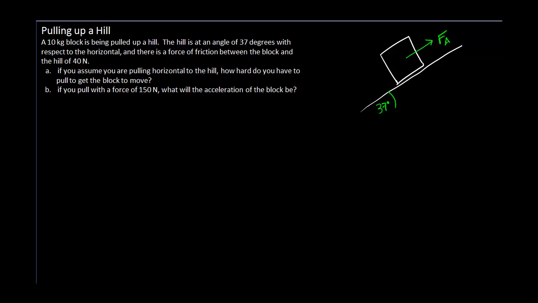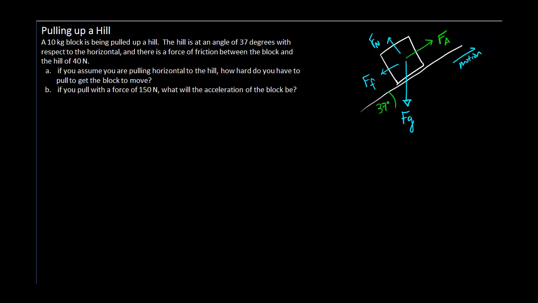So let's draw in the rest of our forces. We have a gravitational force between the block and the earth, pointing straight down. We have our friction force, which, since we're going to assume the motion is up the hill, would be against motion. And we also have a normal force between the block and the hill, pointing straight out of the hill, not up, but out of the hill. And that's it.